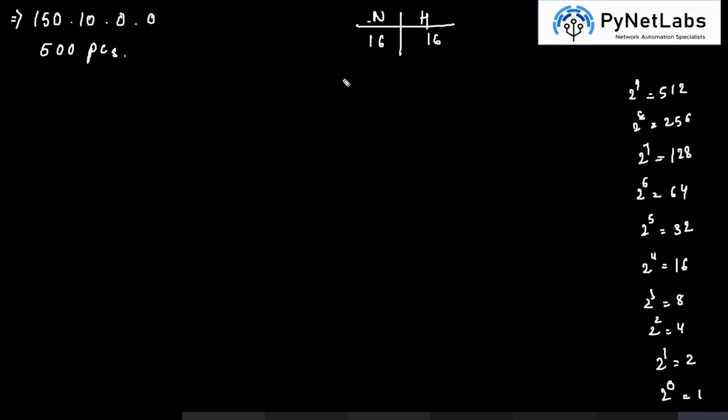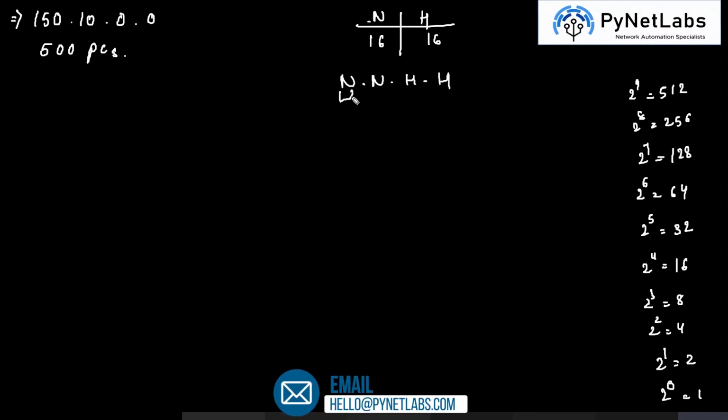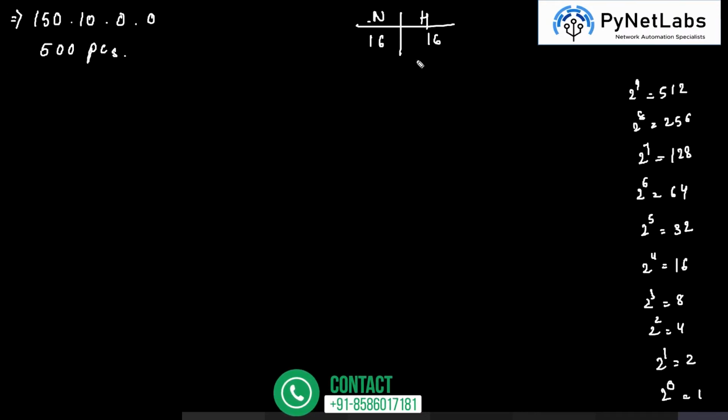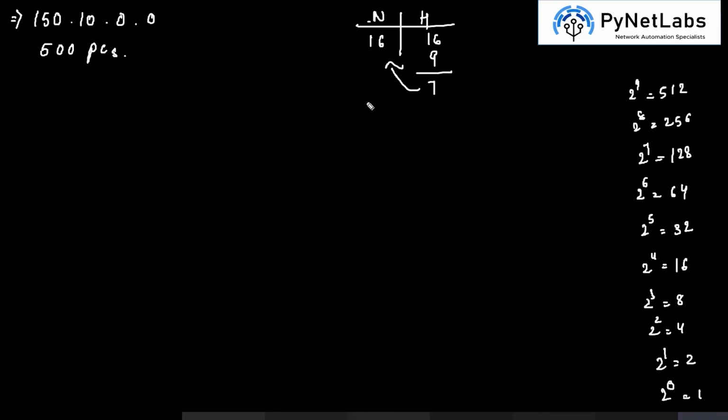Why? Because the prefix is n.n.h.h, and each octet is of 8 bits. Now we have 16 bits available there for host, out of which the number which we require is 9. 9 bits are required. So we will subtract 9. We have 7. We will give this 7 to the network part. And now the network part will become 23 and the host part will become 9.